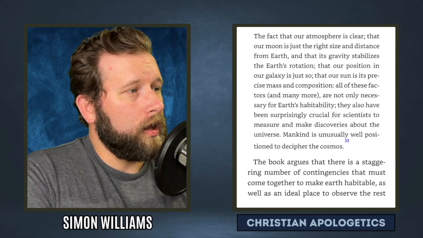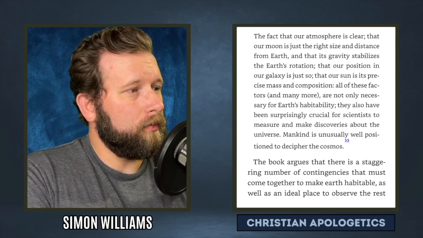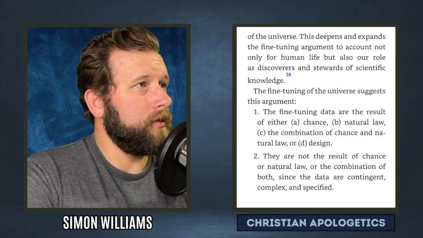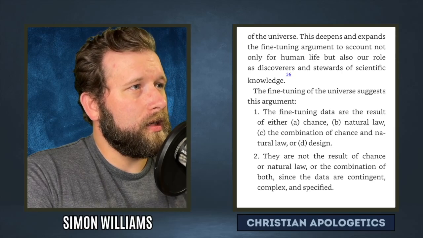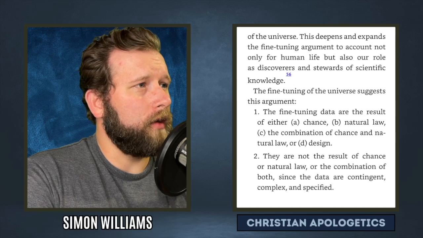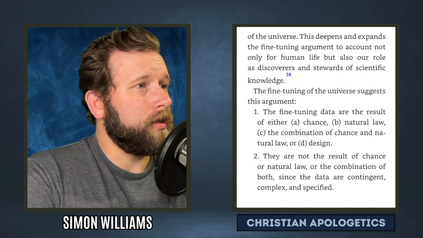The book argues that there is a staggering number of contingencies that must come together to make Earth habitable, as well as an ideal place to observe the rest of the universe. This deepens and expands the fine-tuning argument to account not only for human life, but also our role as discoverers and stewards of scientific knowledge. The fine-tuning of the universe suggests this argument.